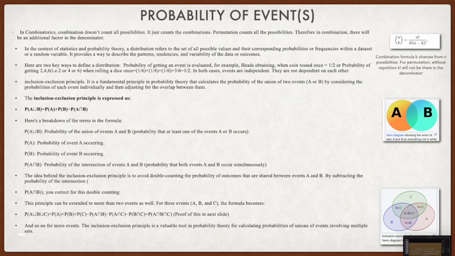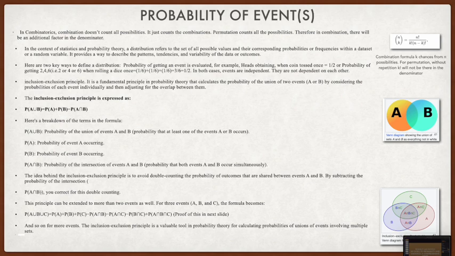In probability of events, in combinatorics, combination doesn't count all possibilities. On the right side there is a combination formula given. So nCk, we read it as n choose k, that is equal to n factorial divided by k factorial times n minus k factorial. So combination doesn't count all the possibilities, it just considers the combination, and permutation counts all the possibilities. In permutation, order matters, whereas in combination order doesn't matter. That's why combination gives a lesser number than permutation, and that's why there is an additional factorial in the denominator.